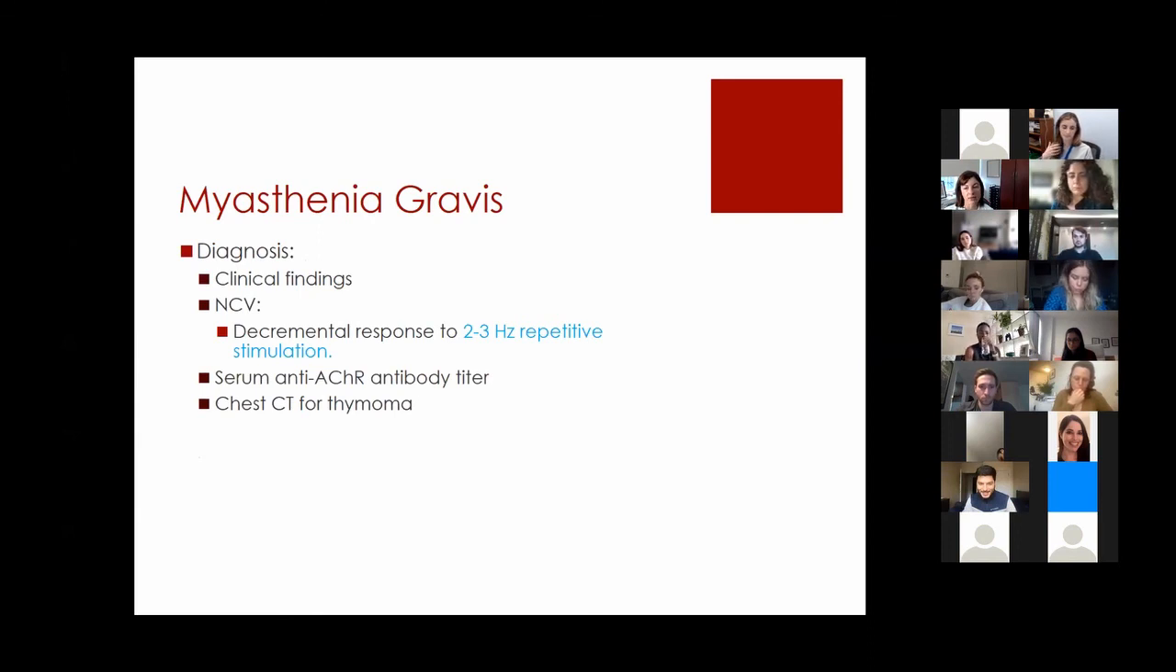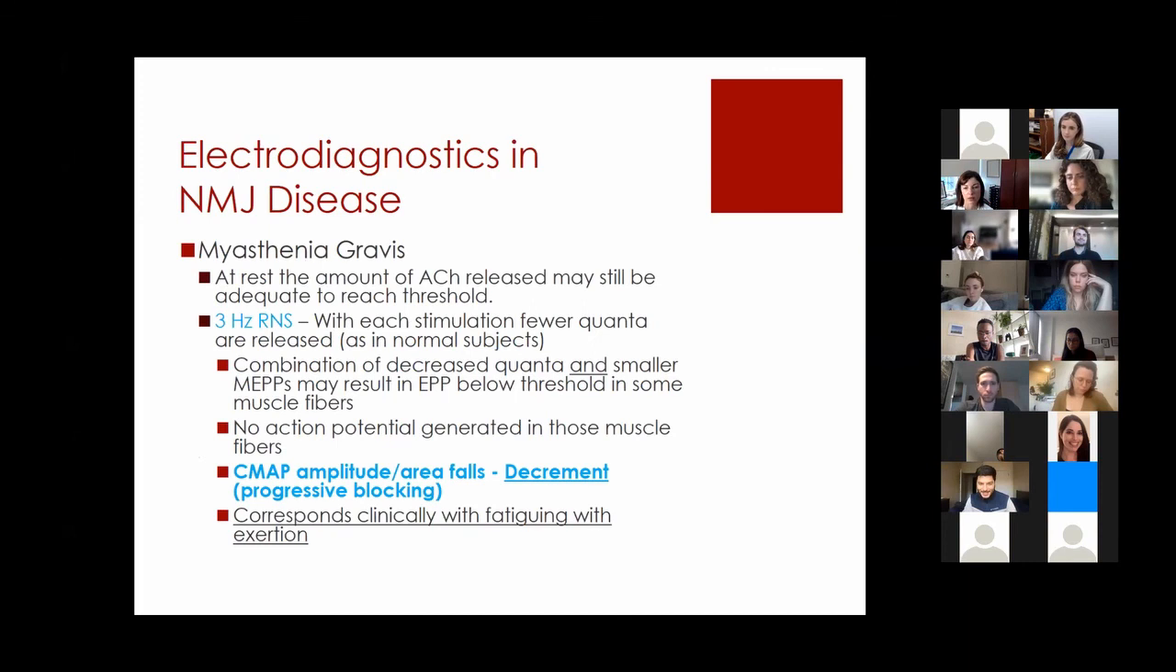Clinical findings is a big part of the diagnosis. We send the lab work to look for the antibodies. We may check the CT for thymoma, and then we may do nerve conductions to look for that pathological decrement on the repetitive nerve stimulation, where they can't reach the threshold like we would normally.